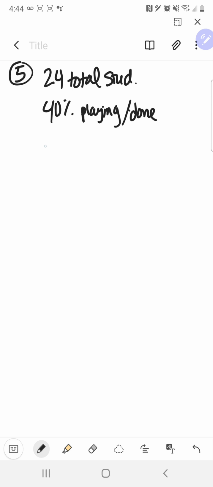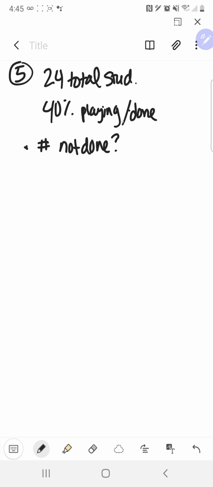Approximately how many, and so they want a number, not a percent, how many still need to complete their assignment. So how many are not done? This is your question. I want the number of students that are not done. Well, I know that 40% are finished or completing, but I want to know the percent that's not done.